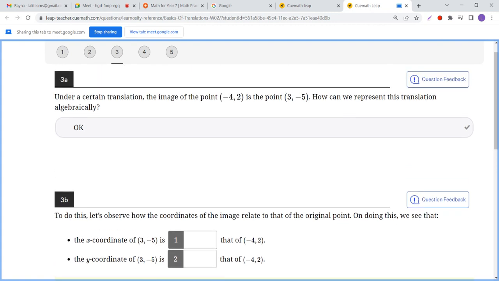The question: to do this, let's observe how the coordinates of the image are related to the point. Don't miss part 3a. It starts from 3a and goes to 3b. 3a already has a tick mark. Some instruction is given over there. Based on that, you work out 3b. Under certain translation, the image of the point. How can we move to it?